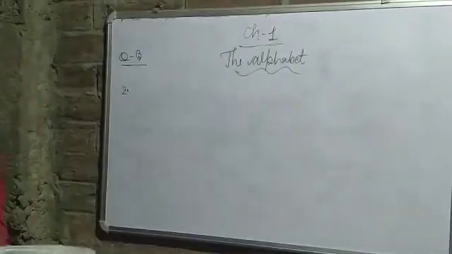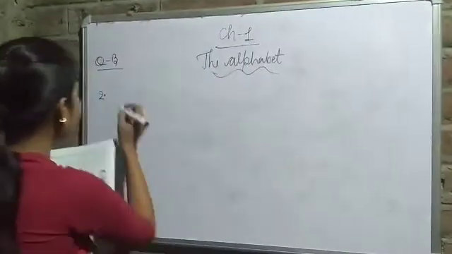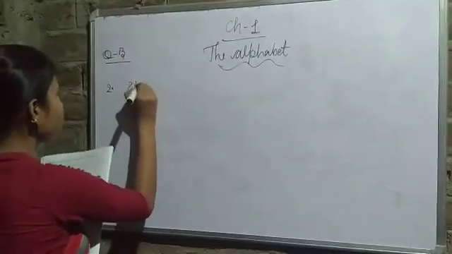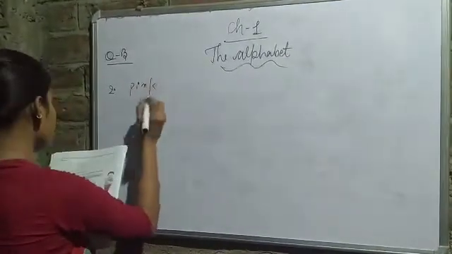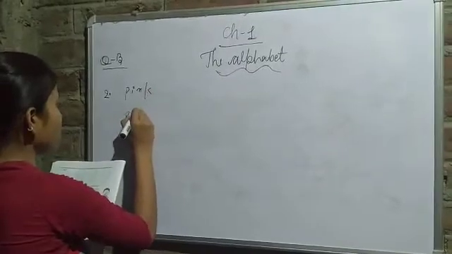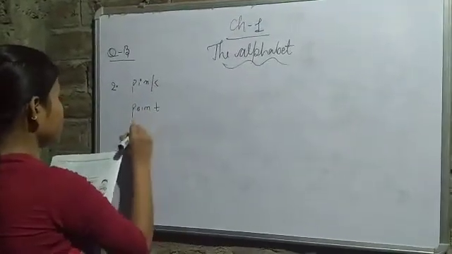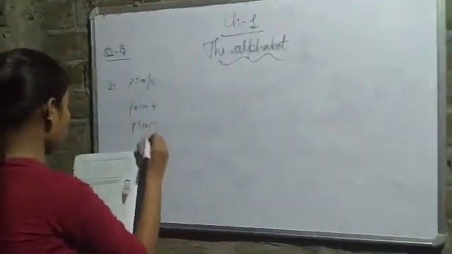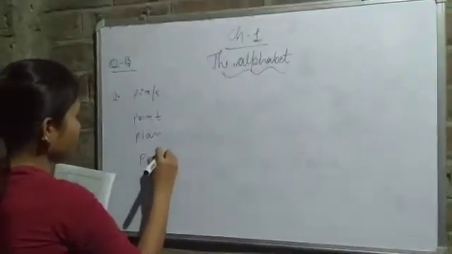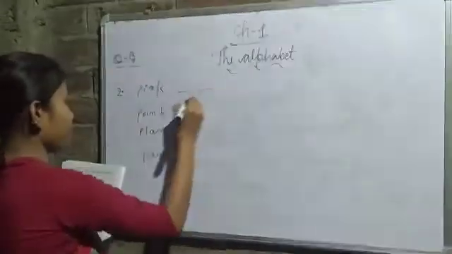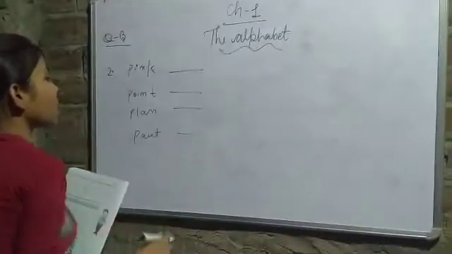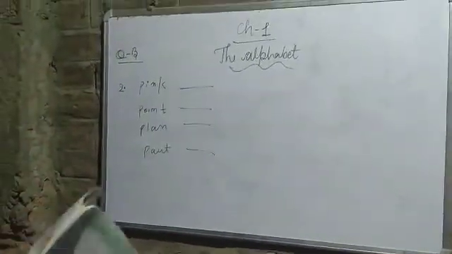number 2. In the number 2 we have the first 4 words: pink, point, plan, part. Now we have to write 1 2 3 according to these words.